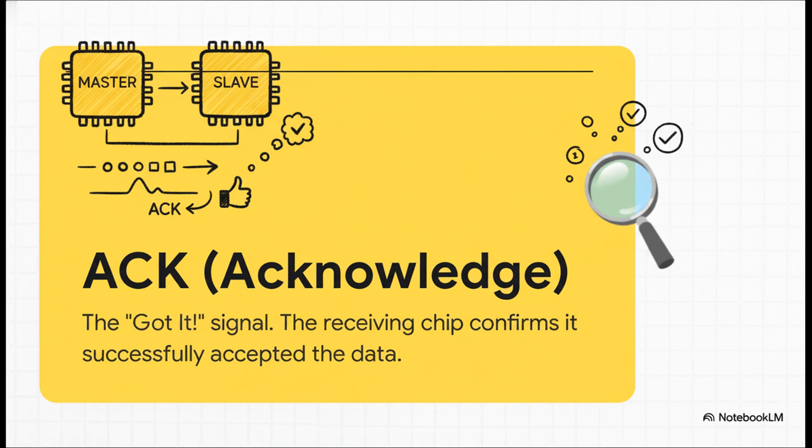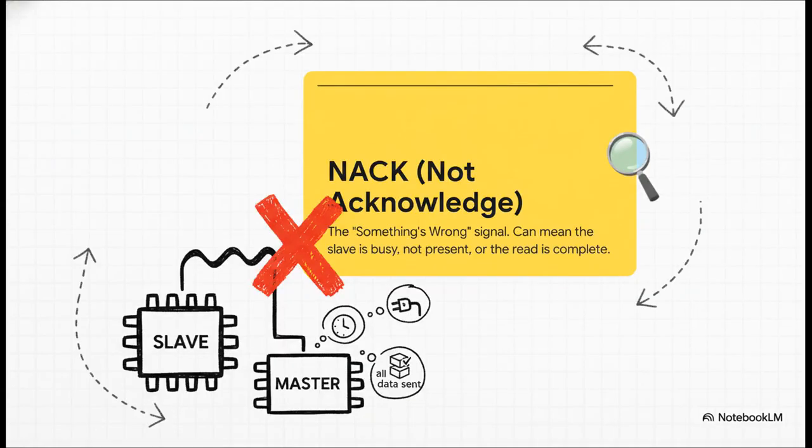That little bit of feedback is absolutely crucial for making sure the communication is reliable. But what happens if the slave doesn't pull the line low? Well, that's a not acknowledge, or NAC. And here's the thing, it doesn't always mean a catastrophic error.